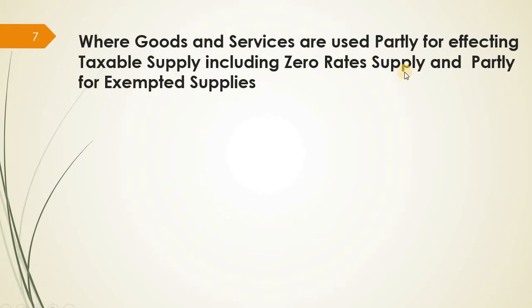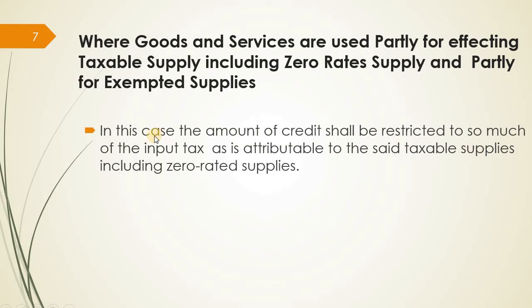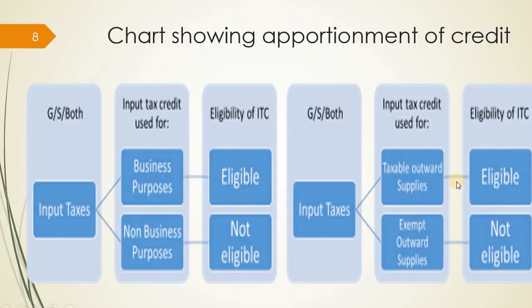Then where goods and services are used partly for effecting taxable supply, including zero rated supply, and partly for exempted supply, what happens? In this case, only the goods or services used for effecting the taxable supply, including zero rated supply, are available for claiming ITC. The tax you have paid on such goods will be available for ITC. So the amount of credit shall be restricted to so much of the input tax as is attributable to the said taxable supplies including zero rated supply.